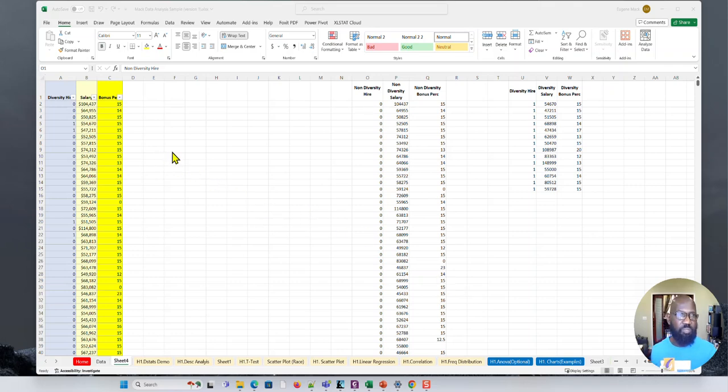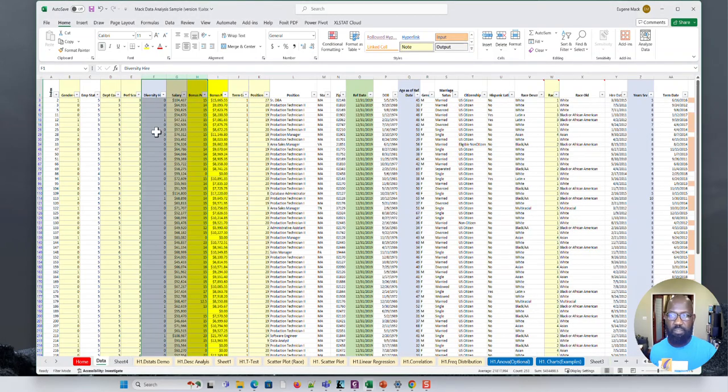Well, in class, I demonstrated how to segment or separate your data so that you can do your analysis. In this particular case, I'm going to show you some of the things that I've done in order to arrive at this point where we have non-diversity hires versus diversity hires, and we have the salary for each of these groups and the distinction between the non-diversity bonus versus the diversity bonus. So we'll go back to my original data.